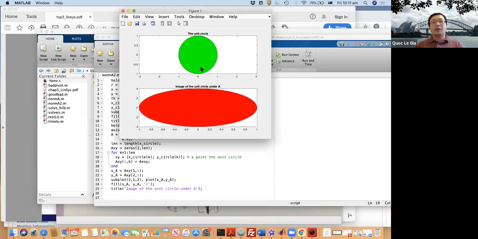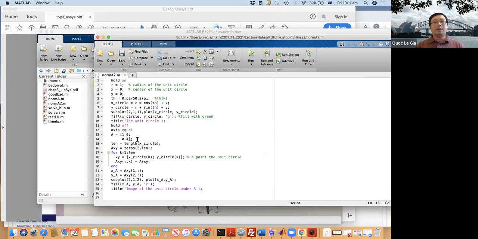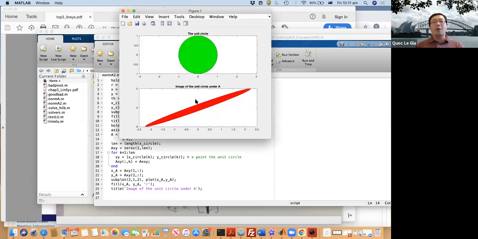So you see the circle got mapped into the oval, yeah? So that is what you predicted. And now what happens if I replace this one by something like 1, 2, 3, 4? So it's not a diagonal matrix anymore. And you see that it's still an oval, but it has been rotated.